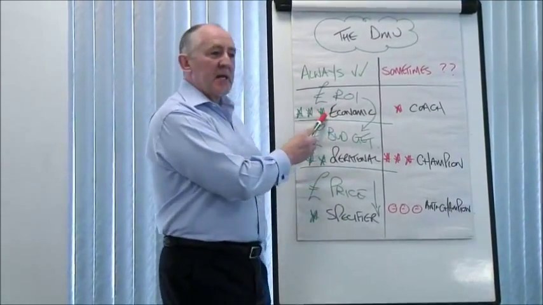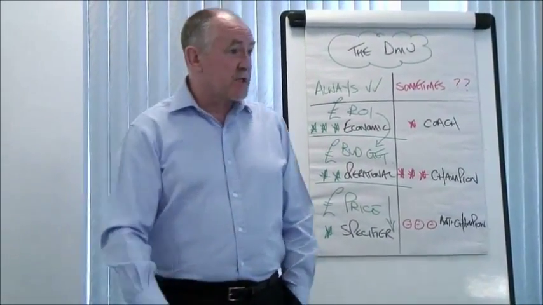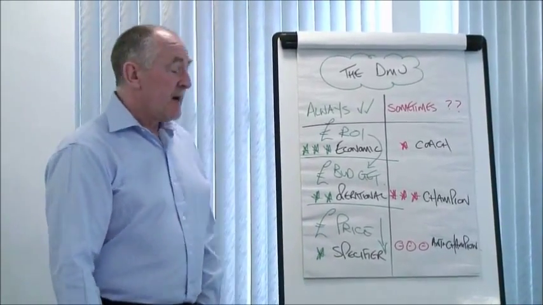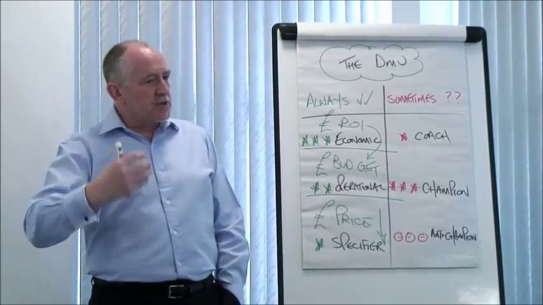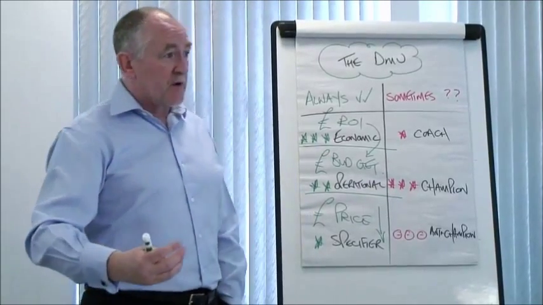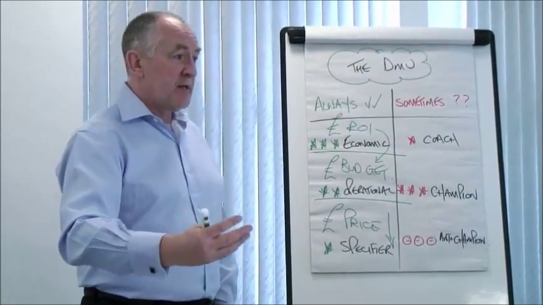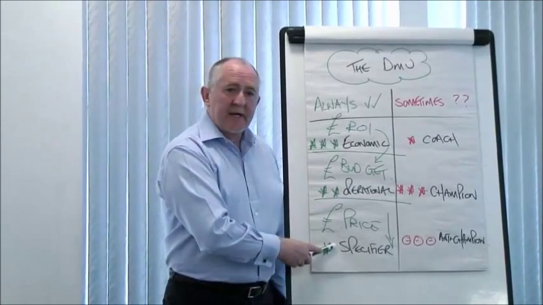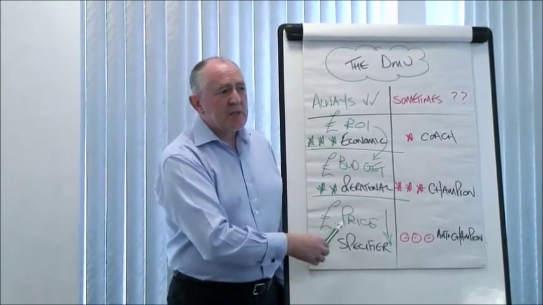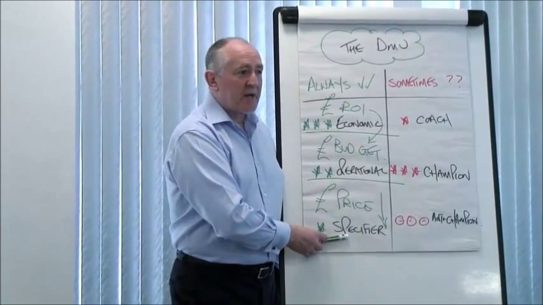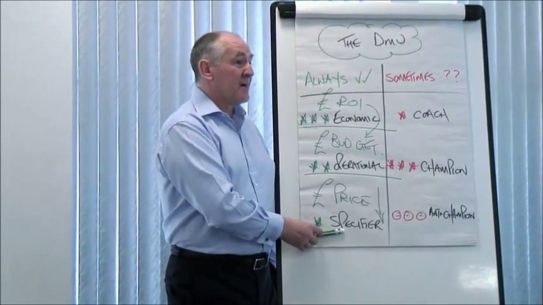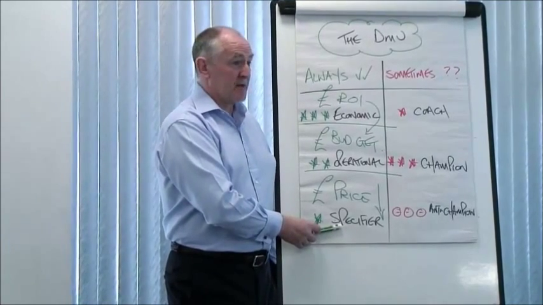Having a champion at the economic influencer level makes it a very good chance of you getting the business. Having champions at operational level actually gives very good support to the return on investment formula and the value proposition. And then having the champion at the specifier level doesn't actually promote you winning the business, but it stops you being vetoed quickly or kicked out of the tendering process too soon.